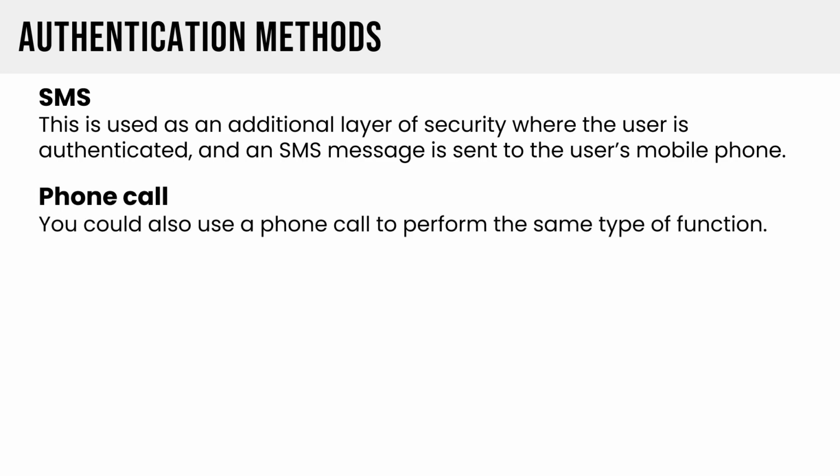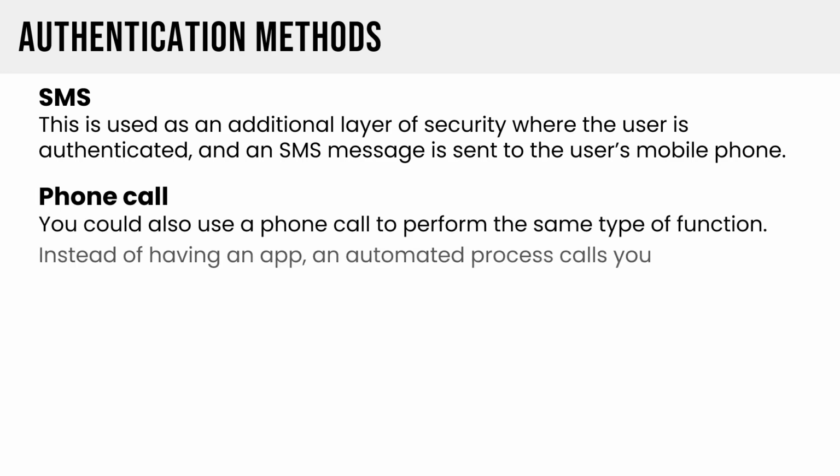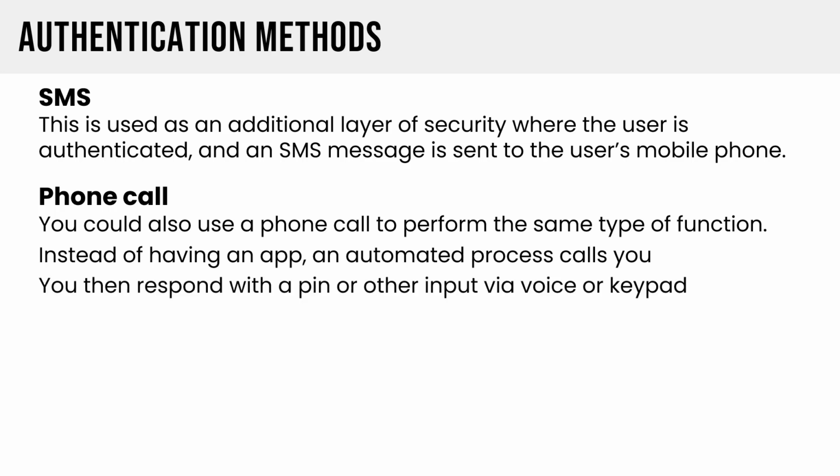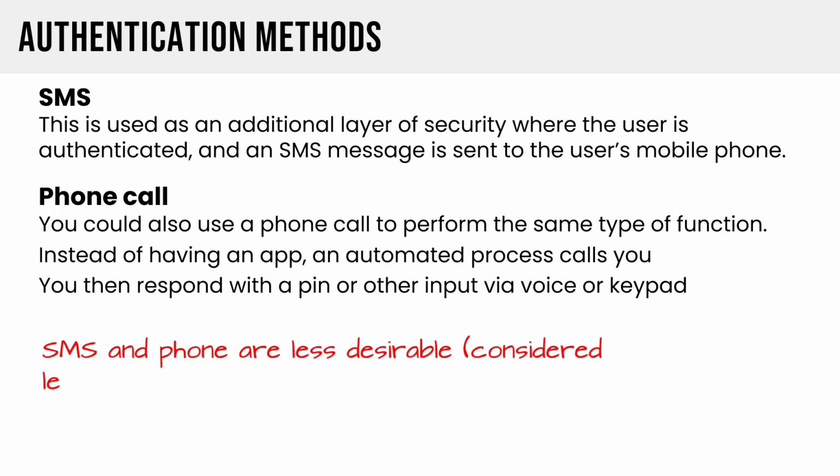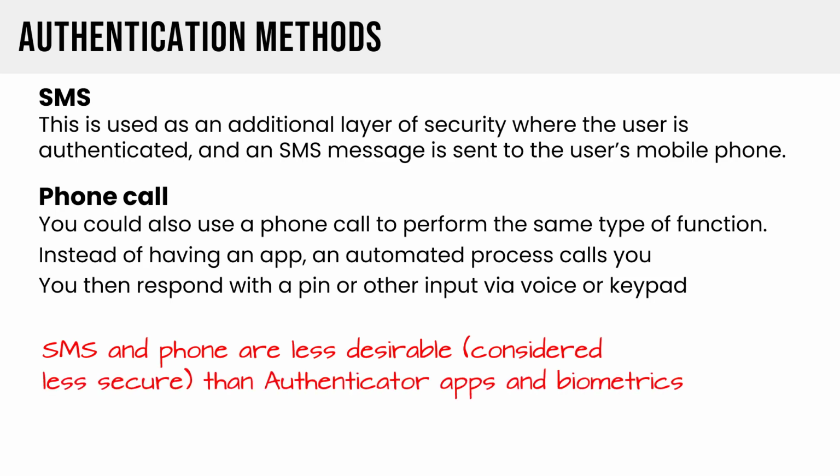You could also use a phone call to perform the same type of function, and instead of having an app, an automated process simply calls your phone. And then you respond with a PIN or other input via voice or the keypad. Now, SMS and phone are considered less secure, generally speaking, than authenticator apps and biometrics, because if someone can hijack your SIM card, like walk into a mobile phone store and convince the clerk to provide a replacement, then they can hijack that second factor.